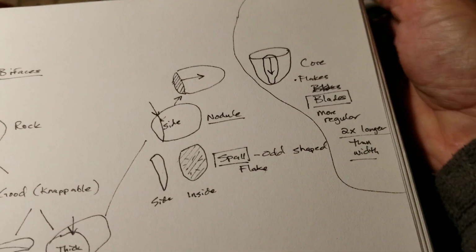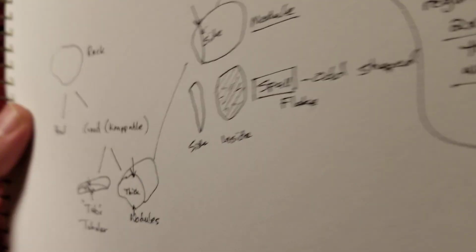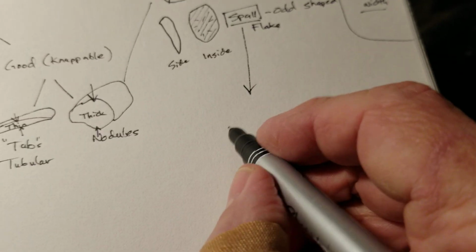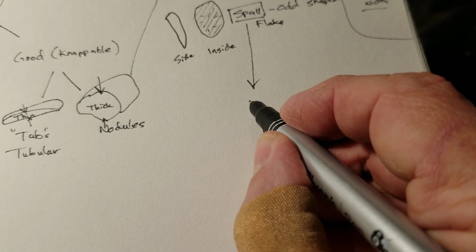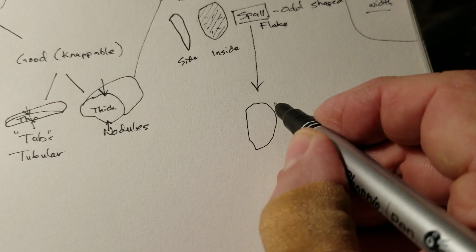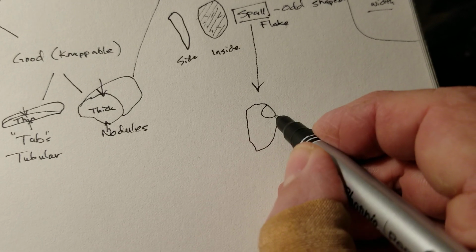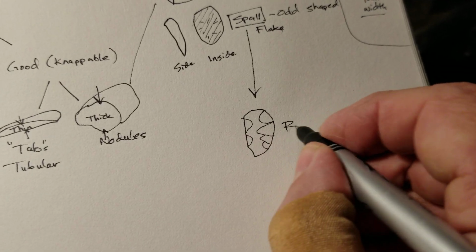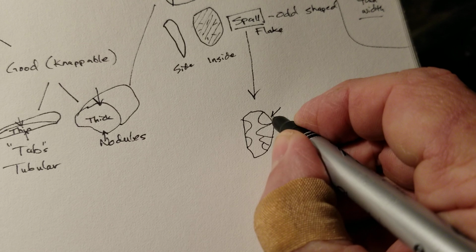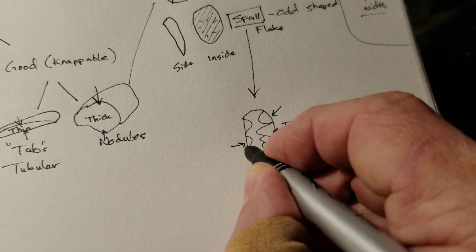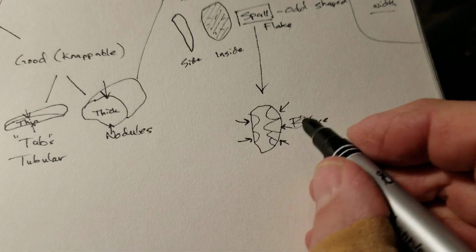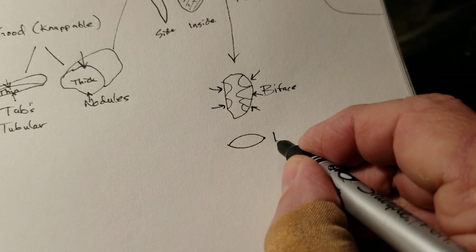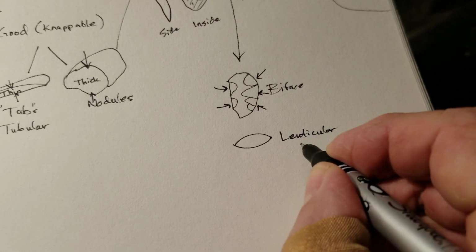We're going to skip the blades. Okay, so from here, the spall is usually knapped into a biface. We strike in different areas along the edges to remove lumps and eventually make it more regular from the side view. This is called a lenticular biface.